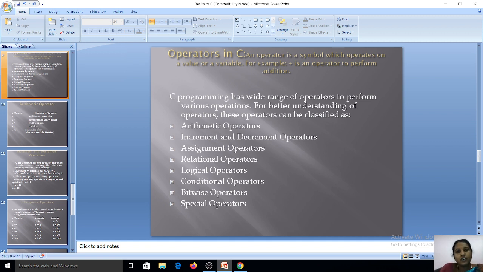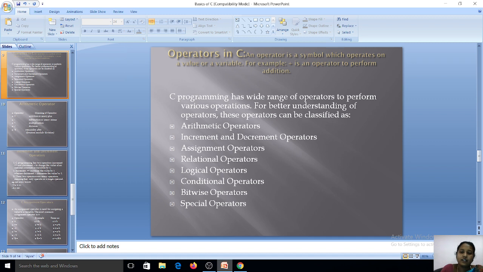Okay, next we are going to see about operators in C. An operator is a special symbol which operates on a value or a variable. For example, plus is an operator to perform addition. It is nothing but a symbol used to perform some mathematical calculations, or some logical operations, or some relational operations. For that we are using operators.